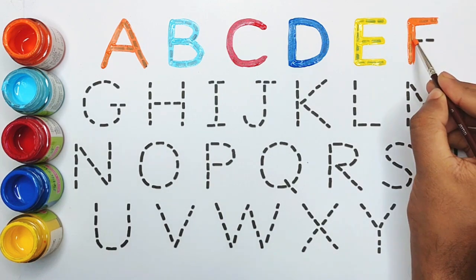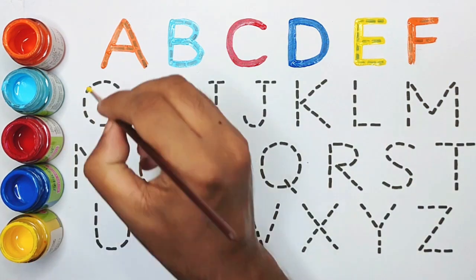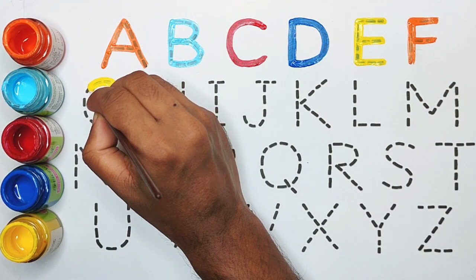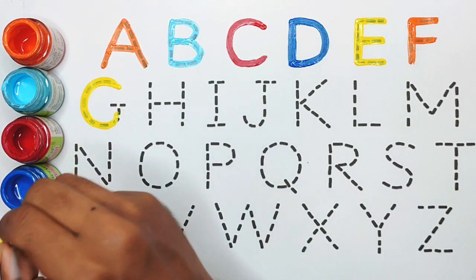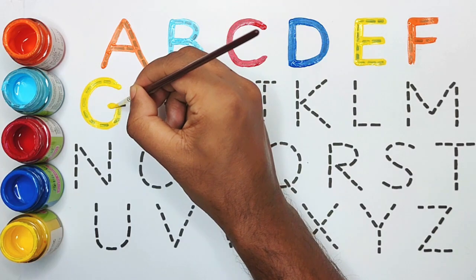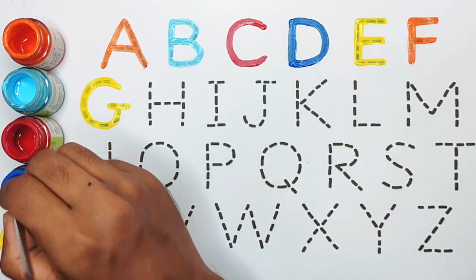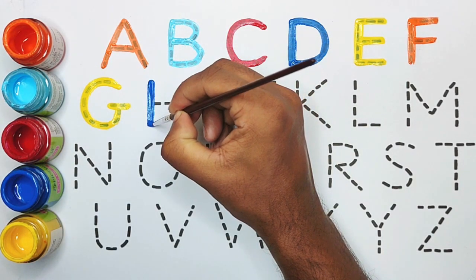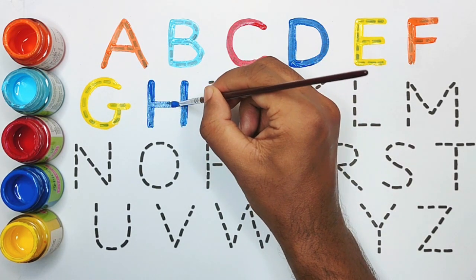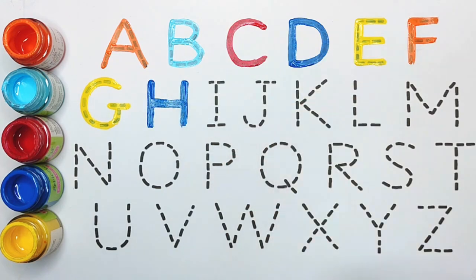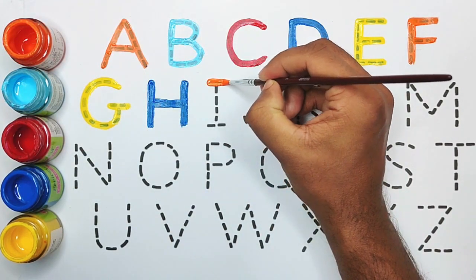F for fan, yellow color. G for garden, blue color. H for hand, orange color.